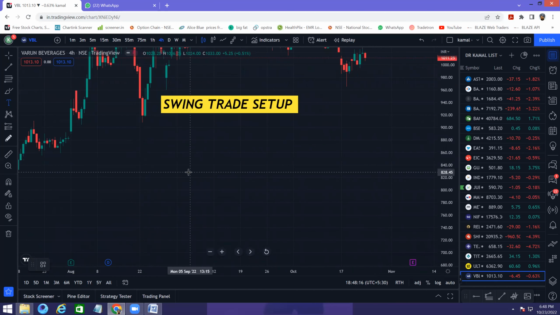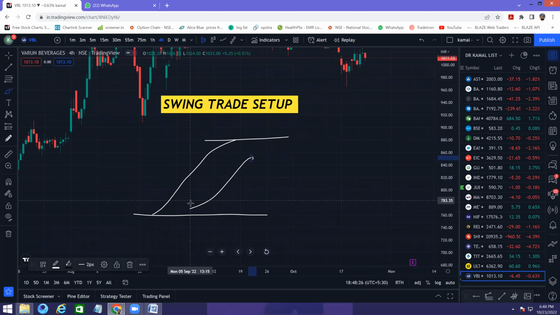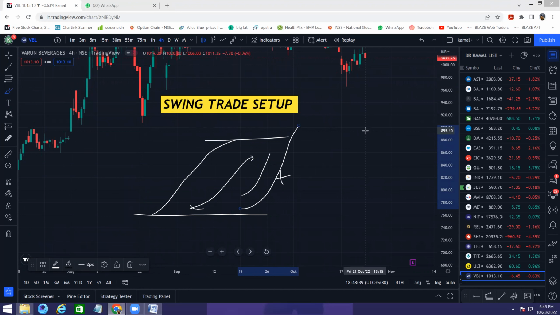Now, what does swing trade mean? Swing trade means that you buy a thing at a lower level and then sell it at a higher level so that you make a profit. So this is the moment we need to catch to make profit in the stock market. This is a very simple setup I will be discussing with you all today.